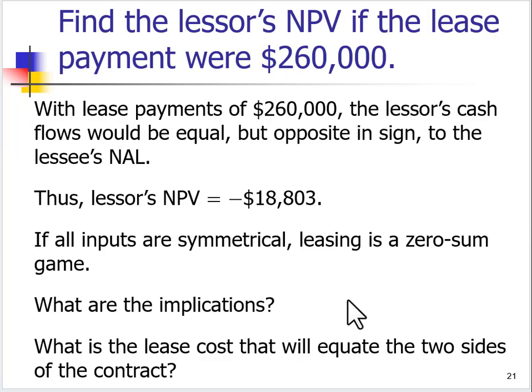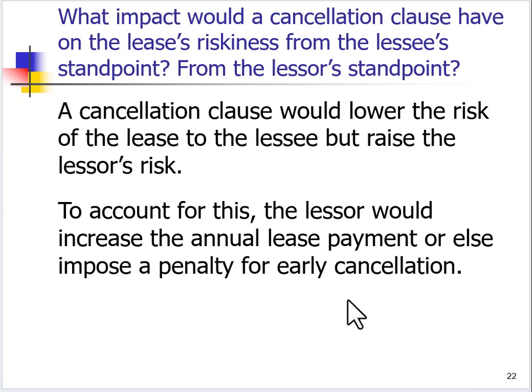Now, of course, the lessor, since they're investing, never wants to have a negative net present value. So they would never, in this case, offer this lease at $260,000. They wouldn't increase the value to the firm.